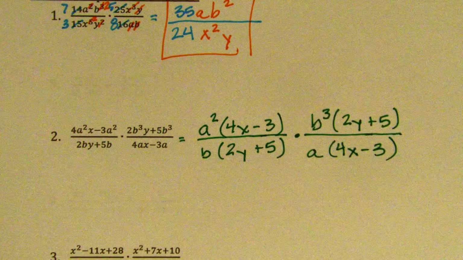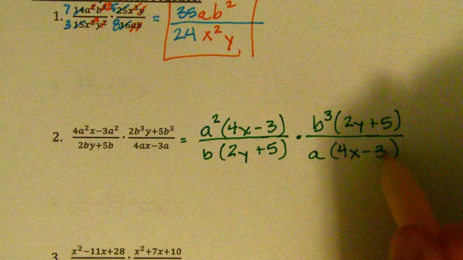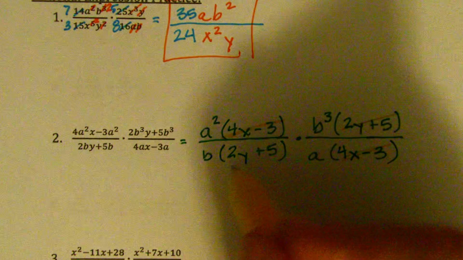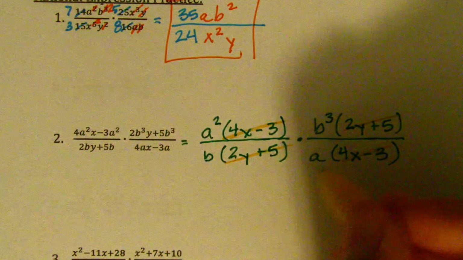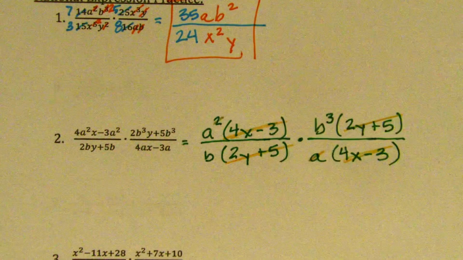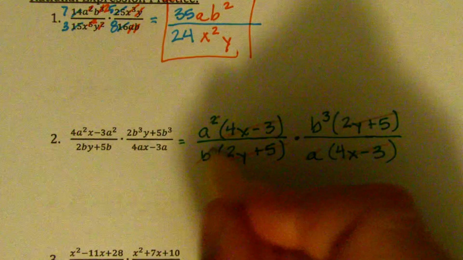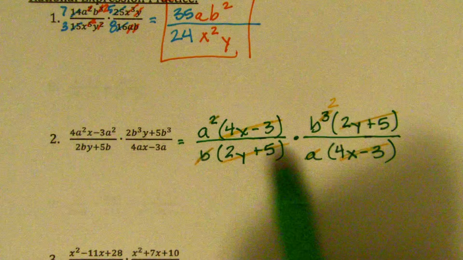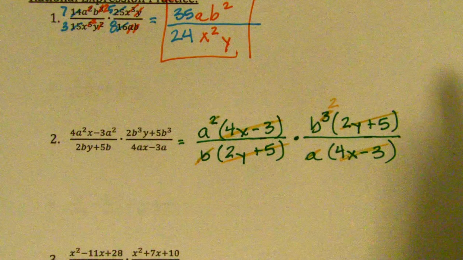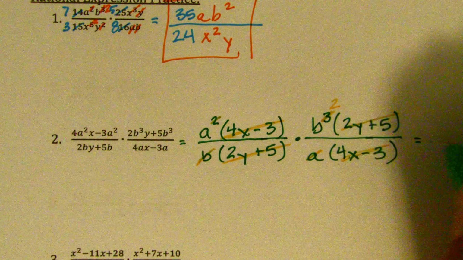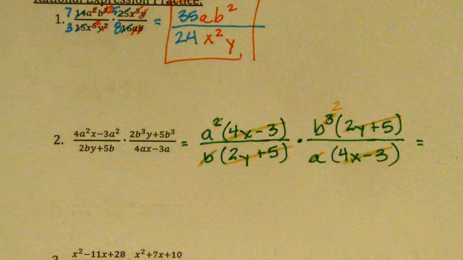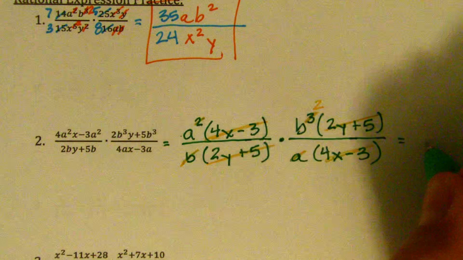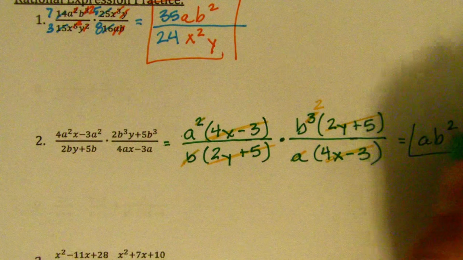And now we can see what's ready to cancel out. A 4x minus 3 and a 4x minus 3. A 2y plus 5 and a 2y plus 5. I have an a, and we'll have 1a left on top. And then I have a b on bottom, and we'll have 2 b's left on top. And you'll notice there's actually nothing left on bottom. It's essentially like having a 1 on bottom, and dividing by 1 doesn't mean anything. It's just the same answer. So here we have a and b squared. And that is our whole answer. That's all that's left.